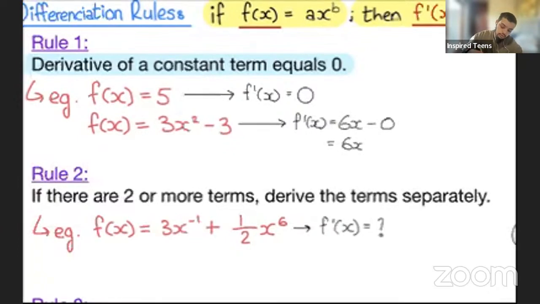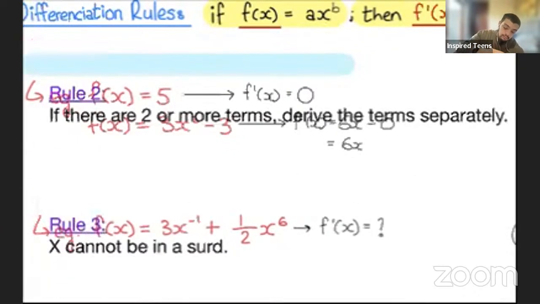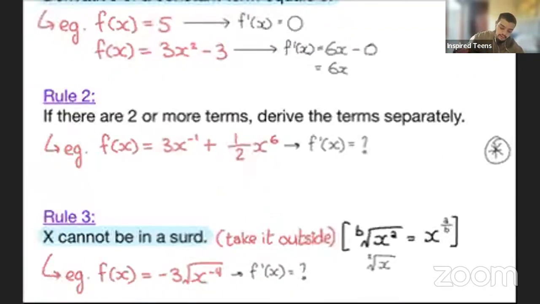So let's quickly go through rule number 2. I know I said I will go through the highlighted ones, but rule number 2 is important before we carry on. If there are 2 or more terms, derive the terms separately. For example, in this case, we have 3x to the minus 1 plus half x to the 6. So all we have to do is derive this term, then derive that term.